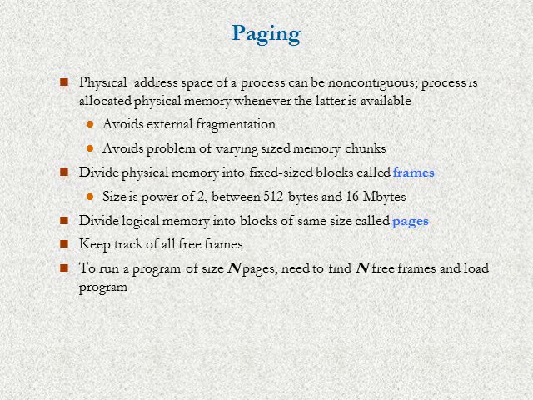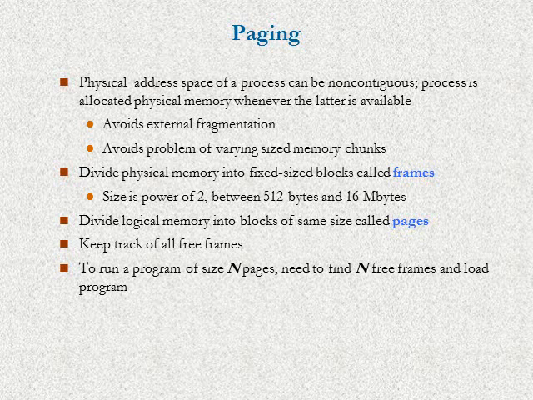To achieve this, we divide the whole main memory into fixed size partitions that we call frames. On the other side, we divide the logical memory into blocks of the same size that we call pages. So on one side, the physical address space, we divide into fixed size partitions, frames, and on the logical address space, we divide into the same size chunks, which we call pages.